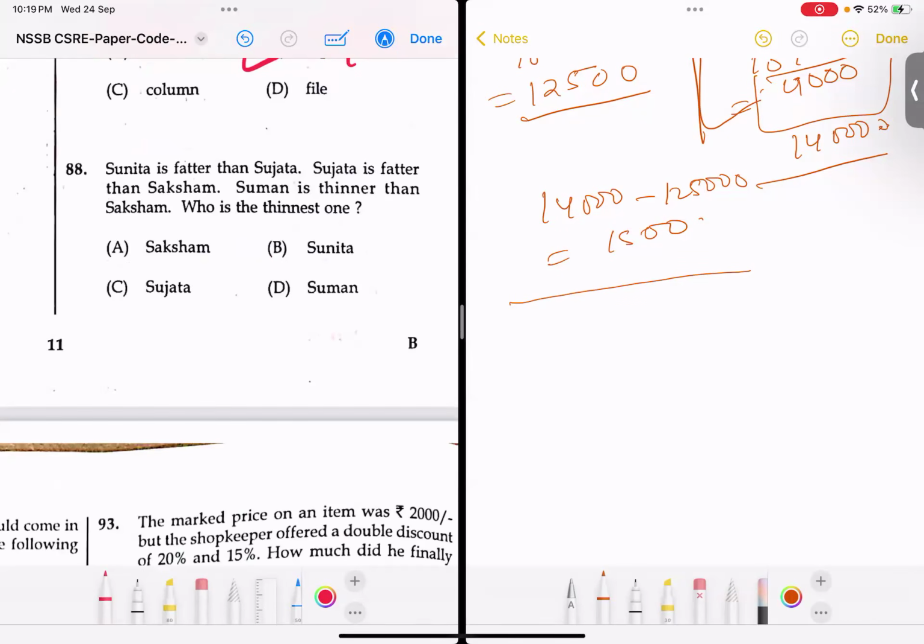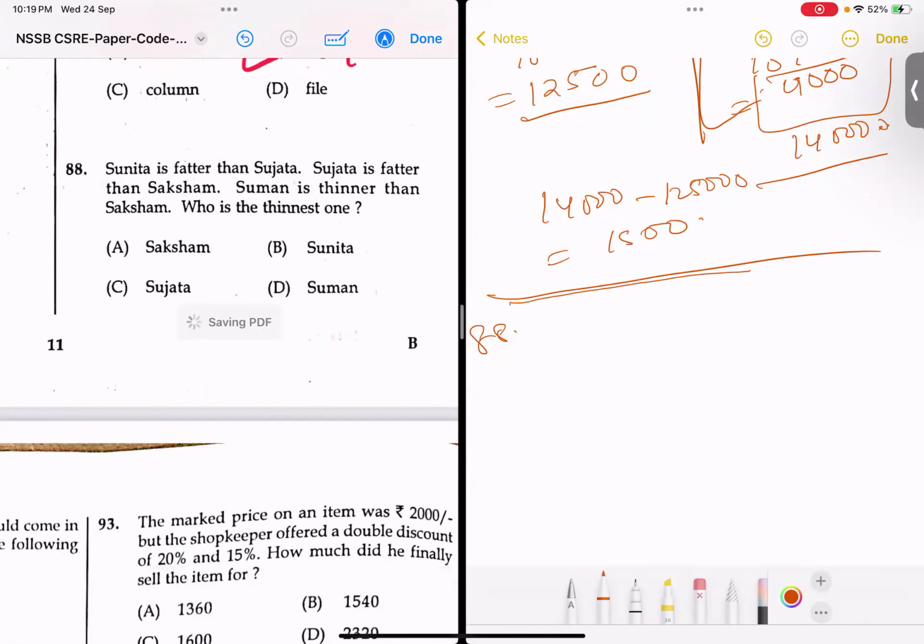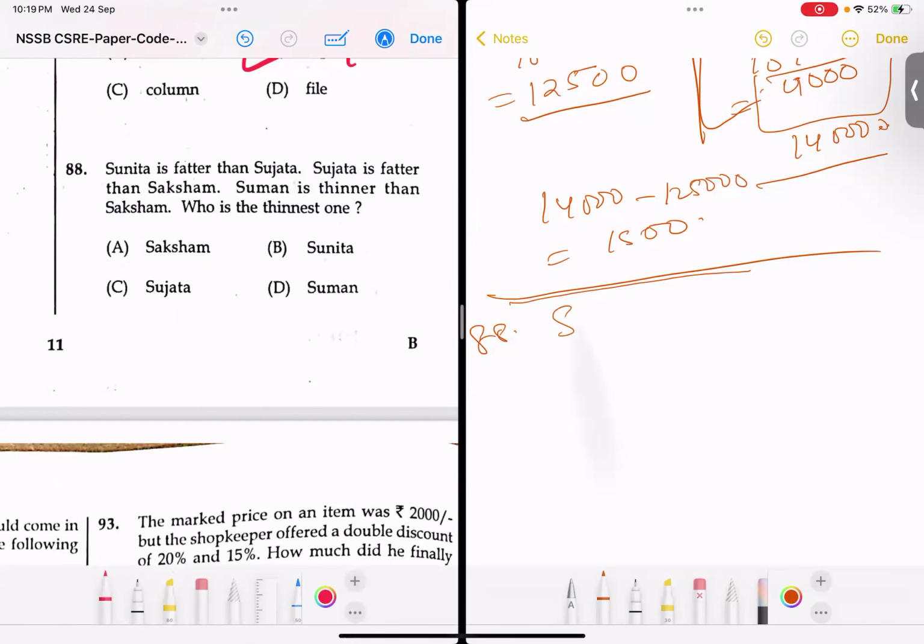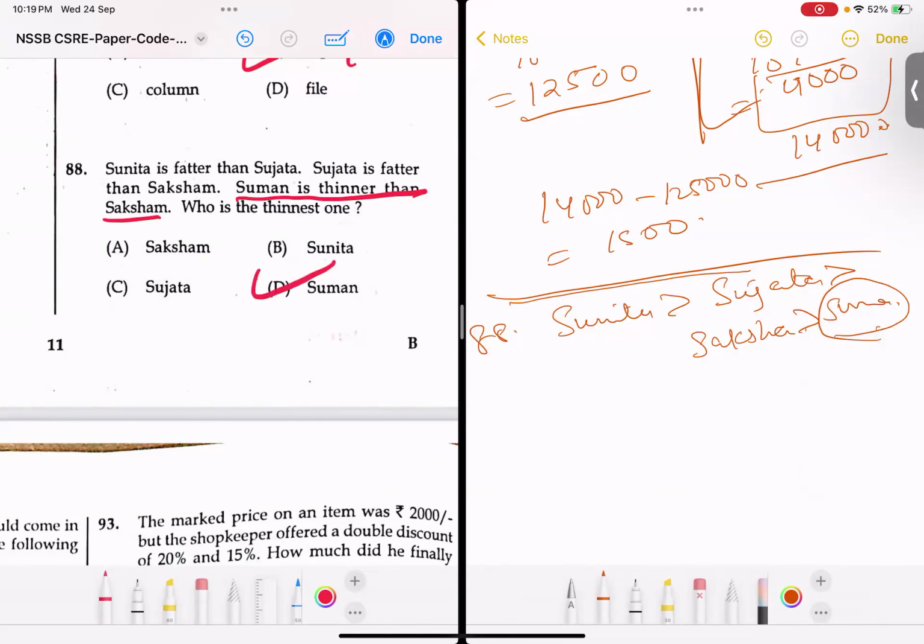Now question number 88 talks about 4 people: Saksham, Sunita, Sujata, and Suman. It says Sunita is fatter than Sujata. Similarly, Sujata is fatter than Saksham. And Suman is thinner than Saksham, which means Saksham is fatter than Suman. So we have to find the thinnest one, which is Suman. So the option is D.